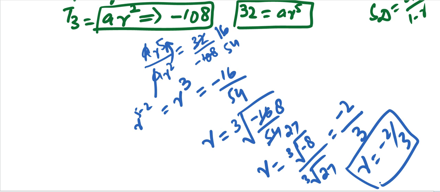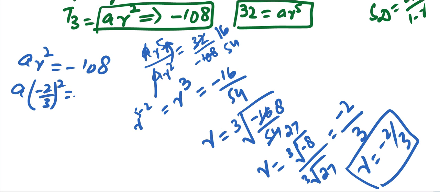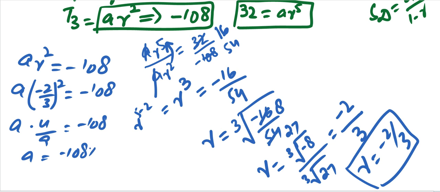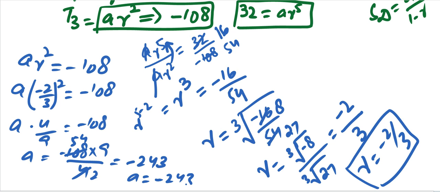And the second part was to find the first term, and we have generated this equation that a r square is minus 108. So a r square equals minus 108, and we want to find the value of a, and r is minus 2 upon 3 whole square. So a times 4 upon 9 will be minus 108. So a will be minus 108 times 9 upon 4. When we simplify, we get minus 54, so a will be minus 54 times 9, and that will be minus 243. So our second part is a is minus 243.